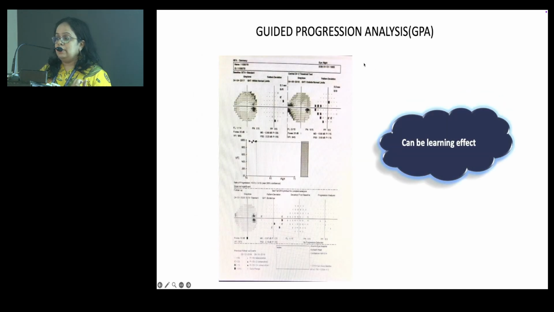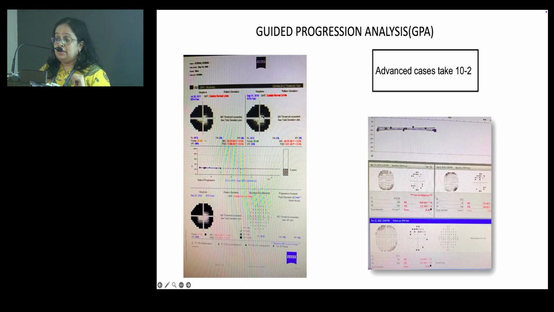Also if you see here, compared to the baseline field, the latest field is improving, so there can be a learning effect also. If you feel there is a learning effect, the newer field after the learning effect should be taken as the baseline field, so that you get a correct rate of progression. And here in very advanced glaucoma, the 24-2 is almost touching the baseline, so in such cases the 10-2 field should be taken as the basic field for analyzing the rate of progression in advanced cases.